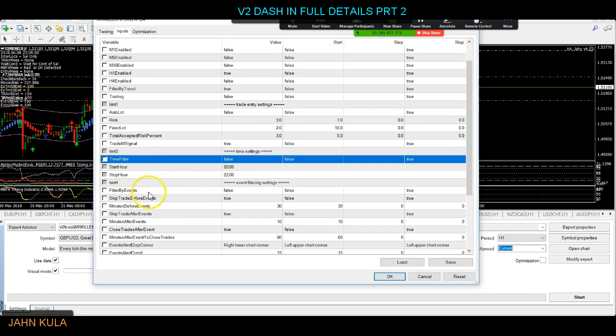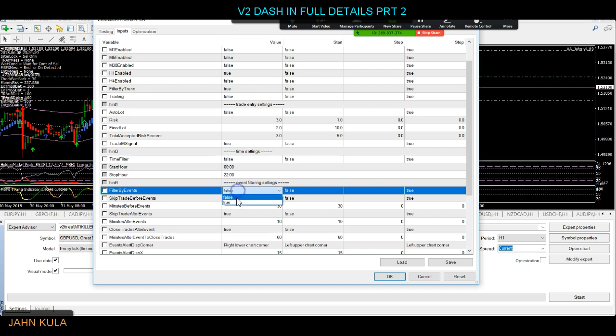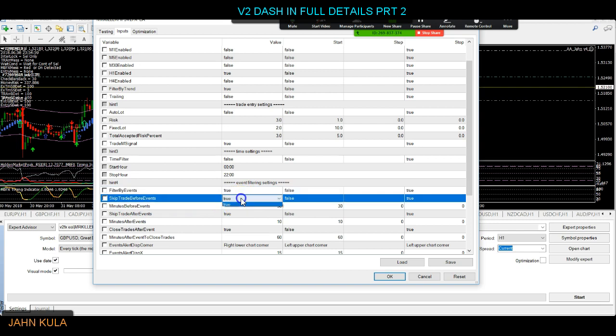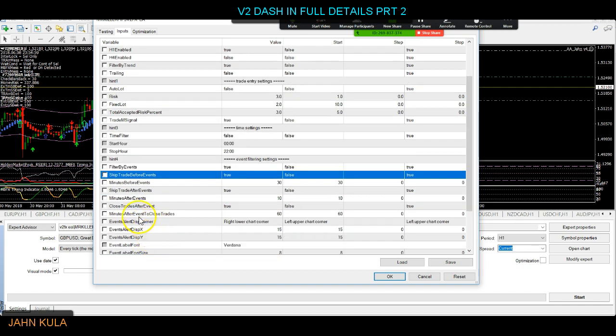Then you can filter by events. So for example, if you want the EA not to trade any news events, then you can say this is true. And if you want to skip trades before events, you can say you want to skip the trades before events, maybe for 30 minutes, and keep the trade after. So after the news, you can say skip trades after news for like 10 minutes, or you can decide you want to close trades after the event. You can say true or false. Then the minutes after event to close trades: after the event, how many minutes do you want to close the trades?